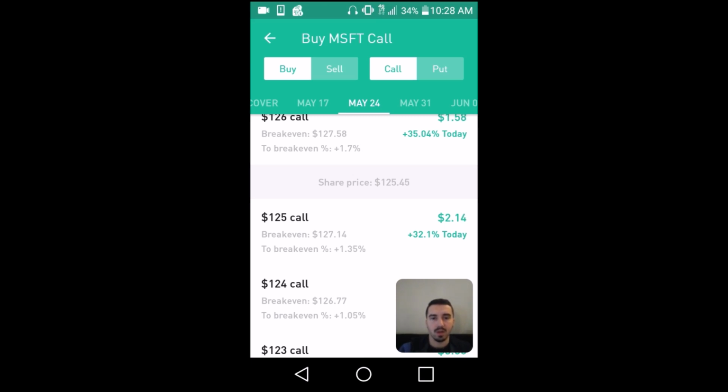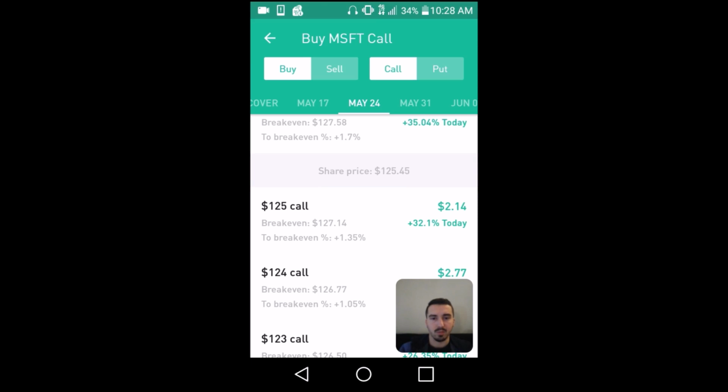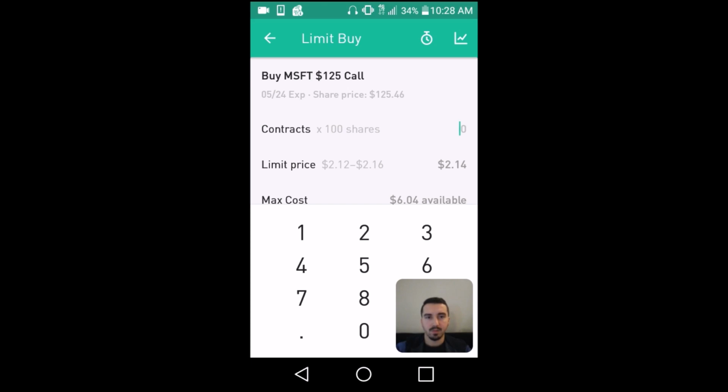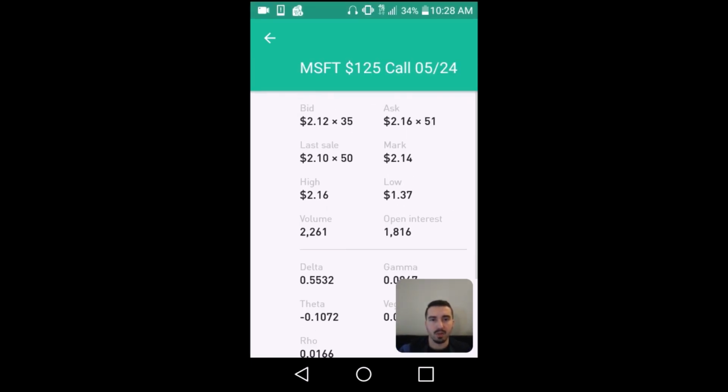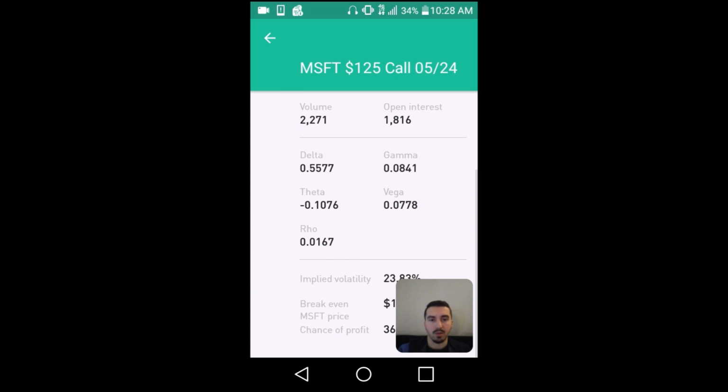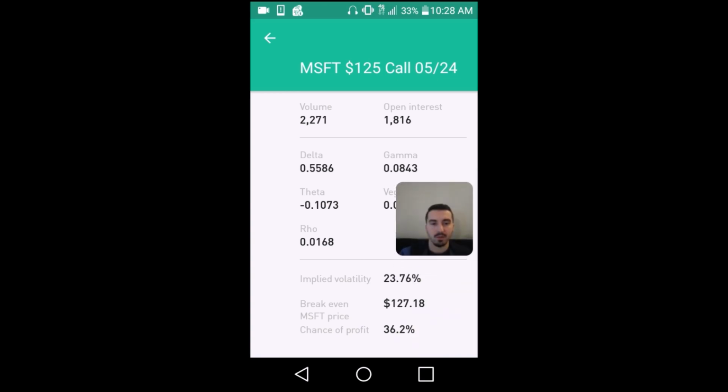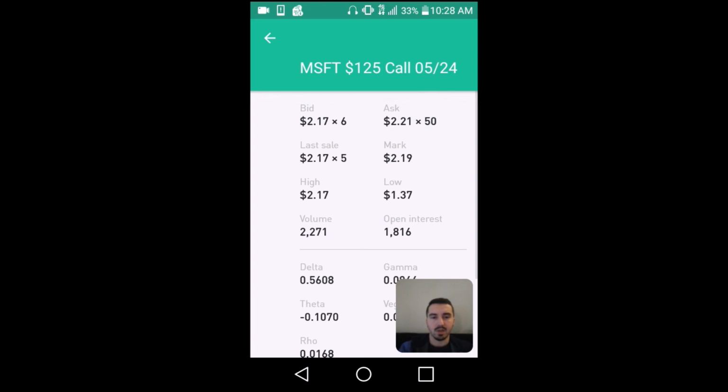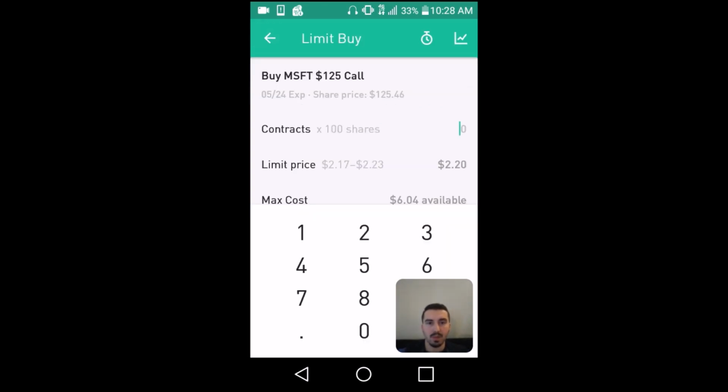So let's say we wanted to get this 125 call. It even tells you the break-even price right there, which is 127.15. If you press this graph up here, it shows you literally everything about this call. It shows you the bid, the ask, the last sale, the mark. It tells you the high and the low of the day. It tells you the volume, which is how many people are trading this, open interest, and then down here you have the delta, the gamma, theta, vega, and rho. You have implied volatility, break even on Microsoft, and the chance of profit right there. So it basically tells you everything right here on the screen.